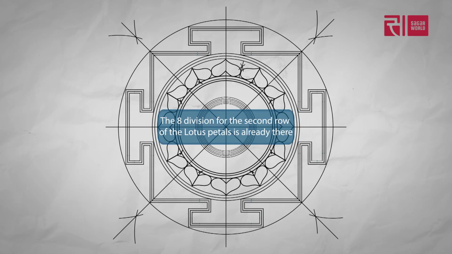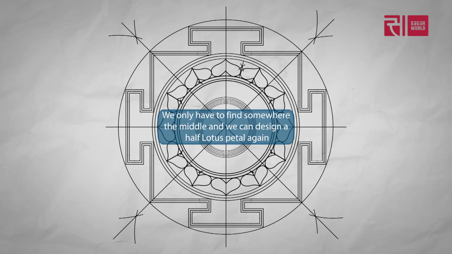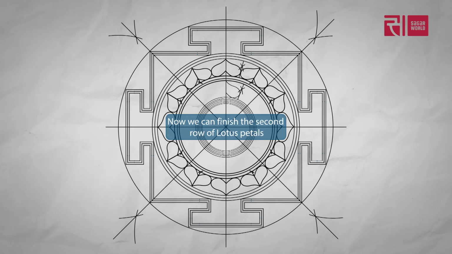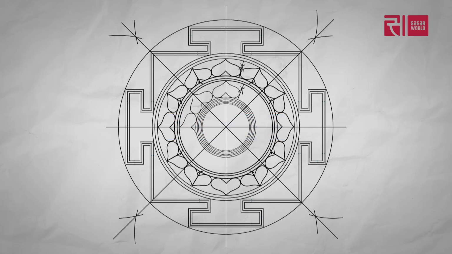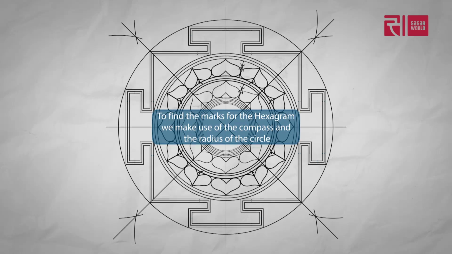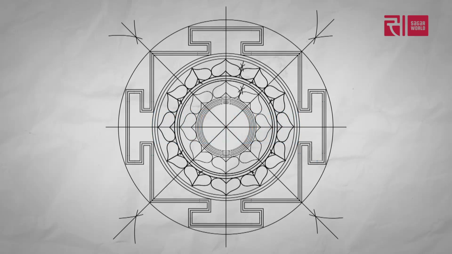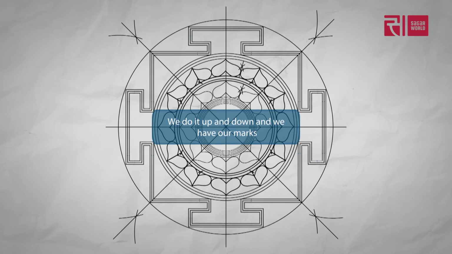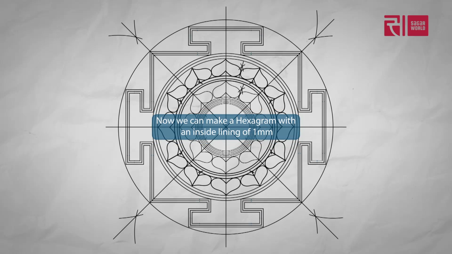The 8 divisions for the second row of the lotus petals are already there. We only have to find the middle and we can design a half lotus petal again. Now we can finish the second row of lotus petals. To find the marks for the hexagram, we make use of the compass and the radius of the circle. We do it up and down and we have our marks. Now we can make the hexagram with an inside lining of 1 mm. When we put the bindu in the middle, we have finished the designing.